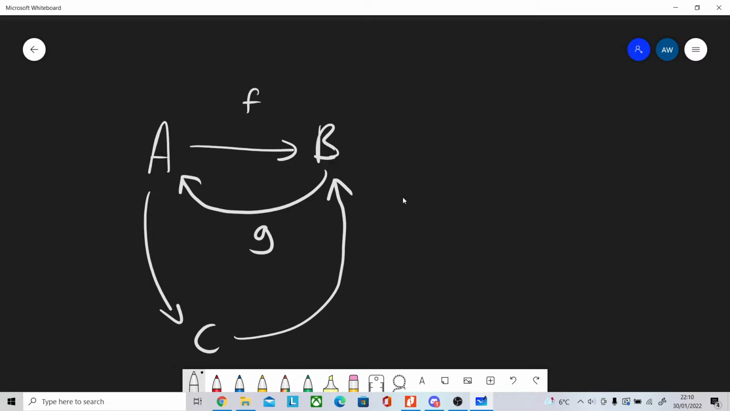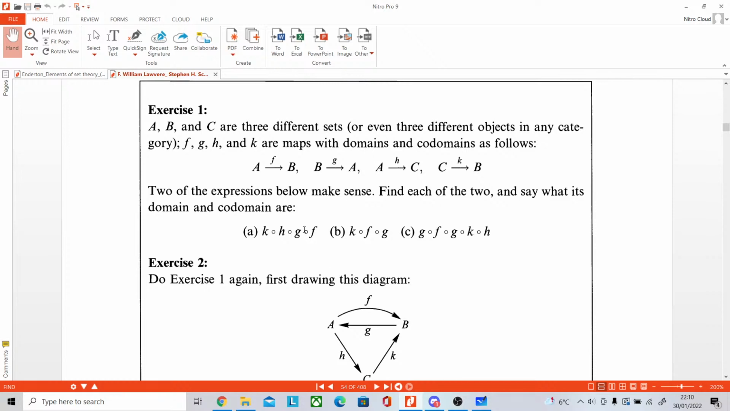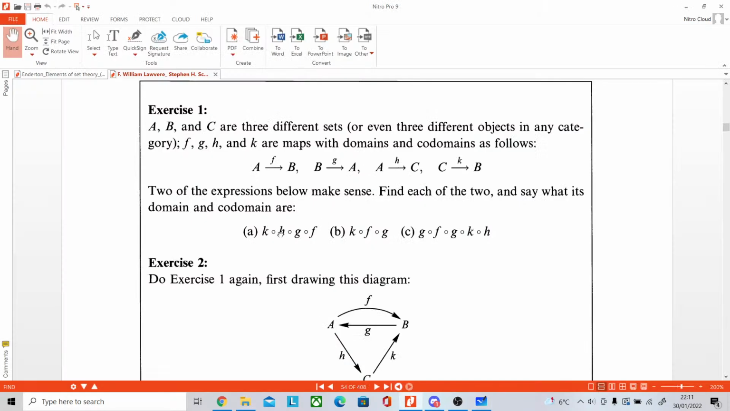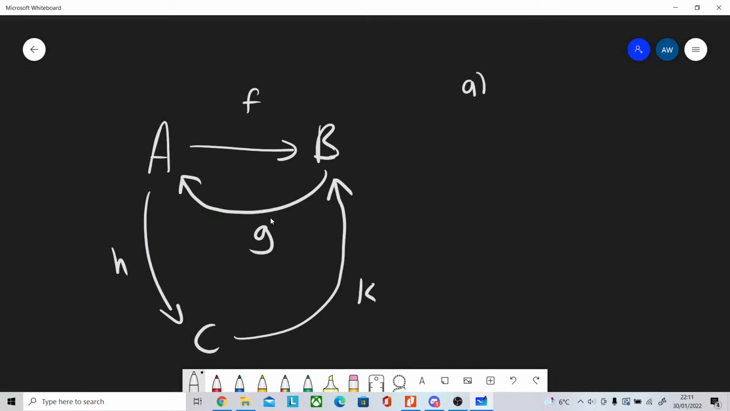C, B, H, K. So we read from right to left, so we do F, G, H, then K. Let's see if that makes sense. We do F, and then G, and then H, and then K. That makes sense, right? So we started with A, F, G, H, K, and we ended up at B. So the domain of the composition, overall, we're ultimately sending elements of A to elements of B. So the domain and codomain of A is from A to B.